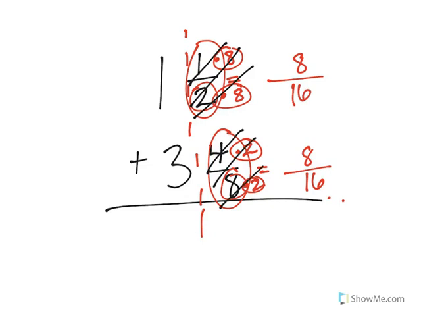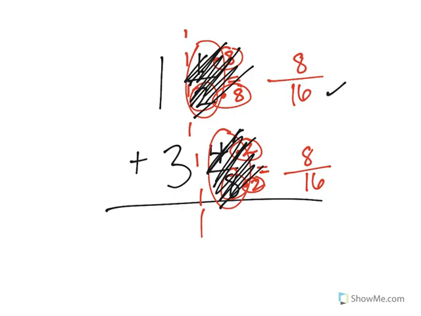Do I care about this anymore? No. Would you say that 1 half is the same thing as 8 over 16? Yes. What's half of 16? 8. Very good. So you see how they're the same? I didn't change my numbers, I just made them look different. Just like 5 dimes and I turned it into 2 quarters. I just make them look different, but the value stays the same. Does that make sense? Mm-hmm.